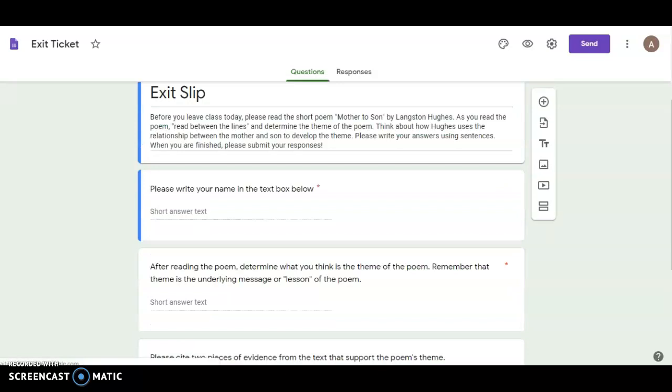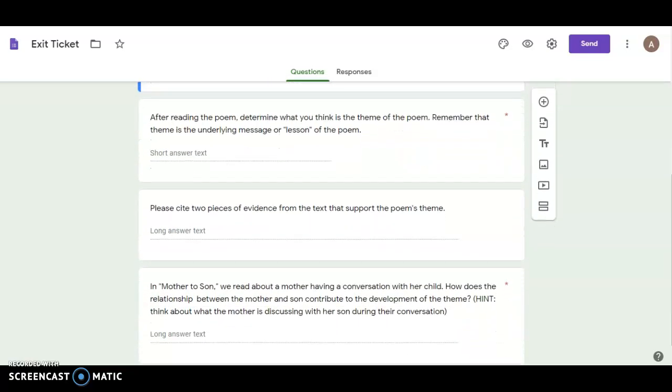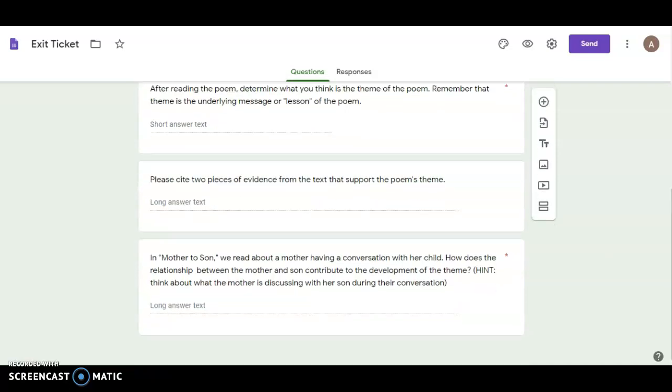And it will ask them, well, here, first of all, they'll have directions right here. So I'll explain the directions verbally, but then they'll also have it in text on the Google form. So one of the questions asks students to determine what they think the theme of the poem is. And I've written on here to remember what the theme is, the underlying message or lesson, to kind of help students remember and get their brains working and thinking about what we discussed. And then I'll ask them to cite 2 pieces of evidence from the text that support the theme.